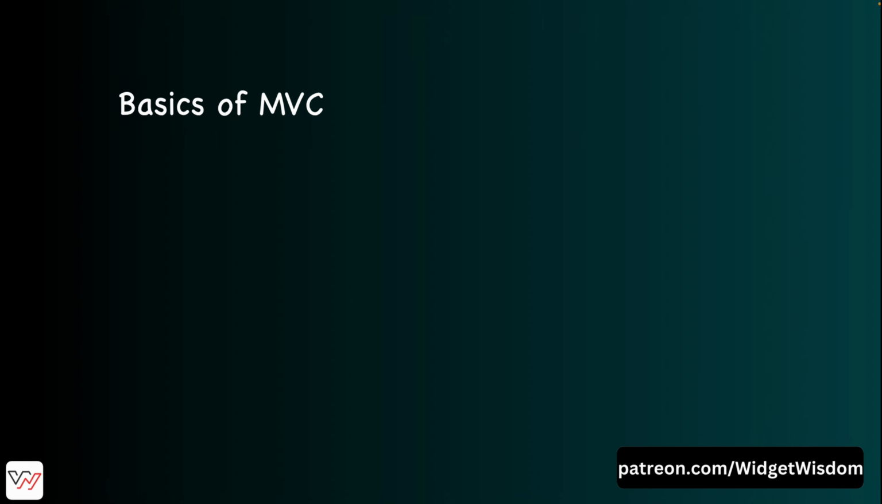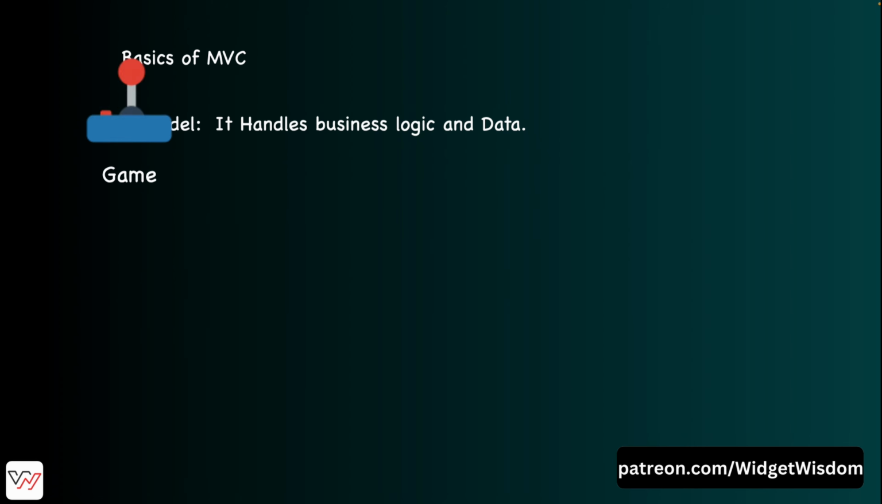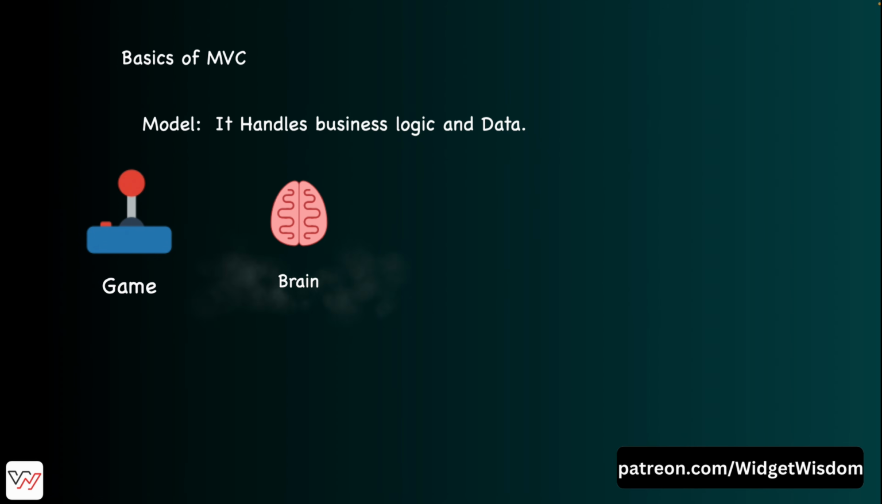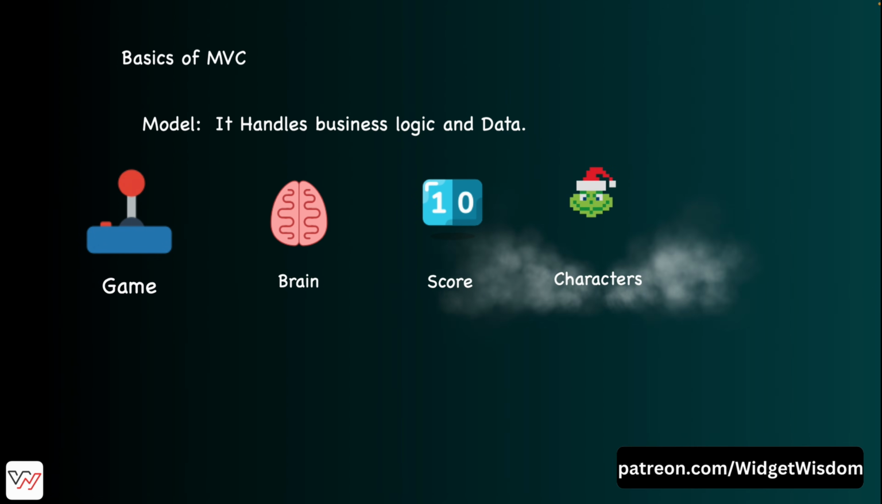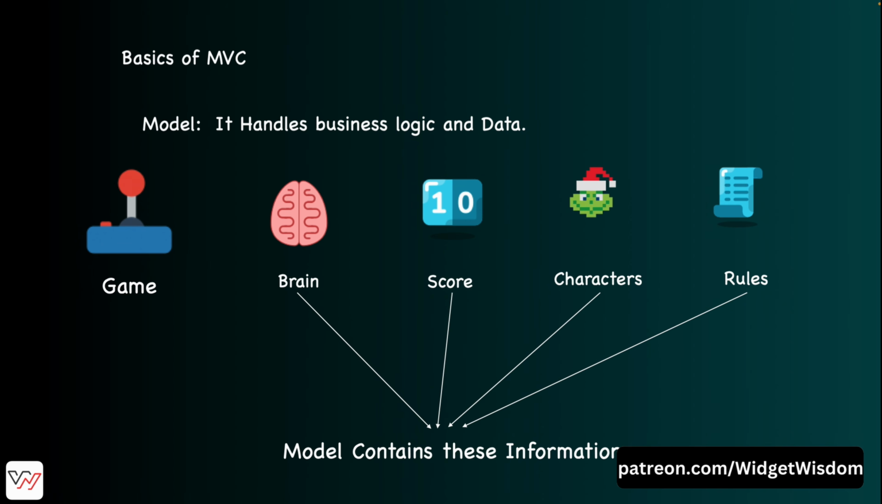Before we dive into the code, let's understand the core concepts of MVC. As I mentioned, MVC stands for Model View Controller, and the model handles the business logic and data. For example, think of the model as the brain of a game. It's like a scoreboard keeping track of how many coins you have collected and the rules of the game. The model knows the current score, where the character is, and the rules, like you get 10 points for each coin, or if you hit the sideways then you are out.